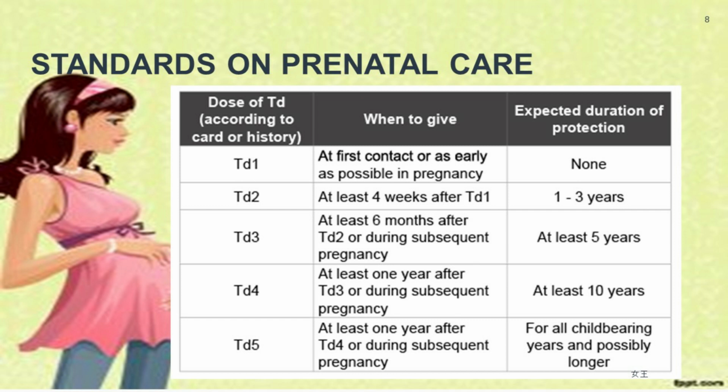TT4 will be given 1 year after the TT3 or during subsequent pregnancy, 99% protection, and lasts up to 10 years. The last dose of tetanus toxoid will be given 1 year after the 4th dose or during the subsequent pregnancy. She will receive protection for all childbearing years or possibly longer and get 99% of protection.